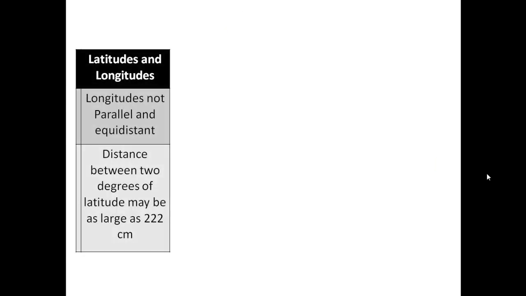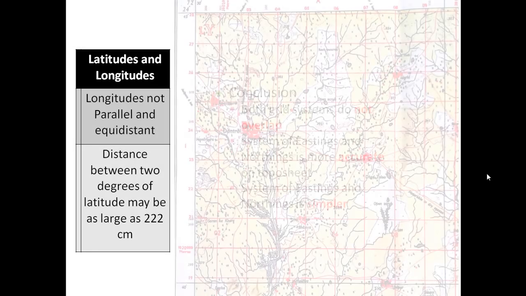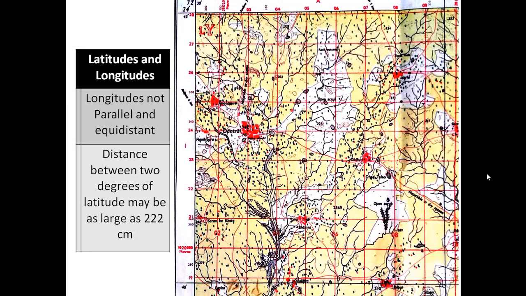Now we'll compare latitude and longitude on a topographical map. Longitudes drawn on the topographical map are vertical, as you can see. Between each longitude the distance is not equal and they are not parallel to each other because they taper towards the pole. Latitudes are drawn parallel to each other.